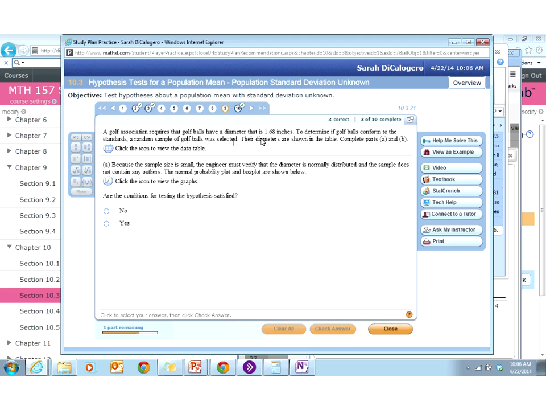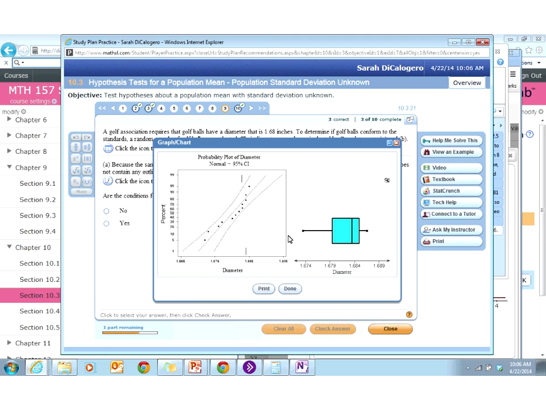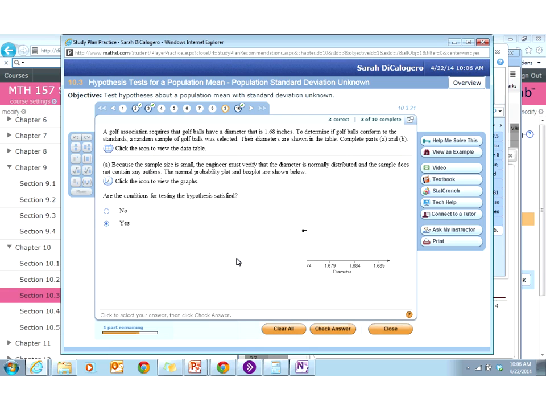So I'm looking at number 9. Golf solution requires that the golf balls have a diameter that is 1.68 inches. Determine if golf balls conform to the standards. A random sample of golf balls was selected. Diameters are shown in this table. Let's see. Yes. Well, that could be an outlier, but it still falls within these two curved lines. So I'm going to go with yes.